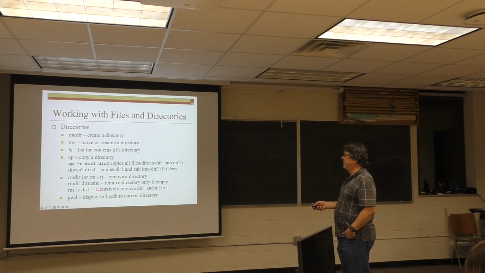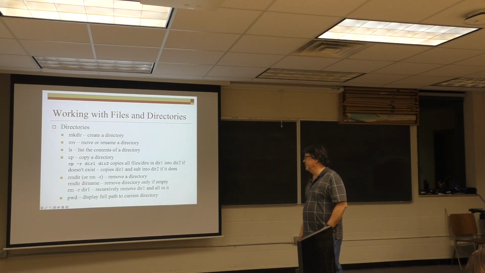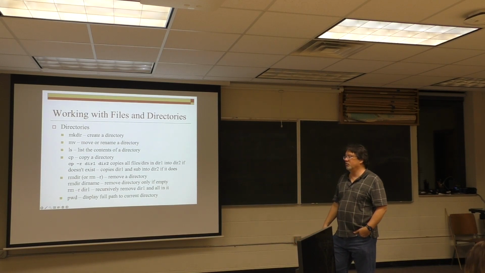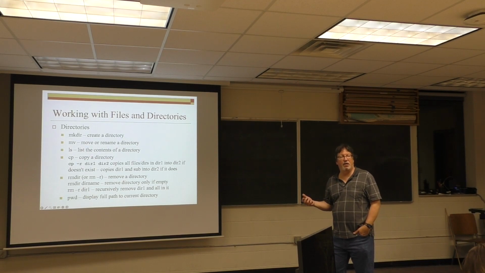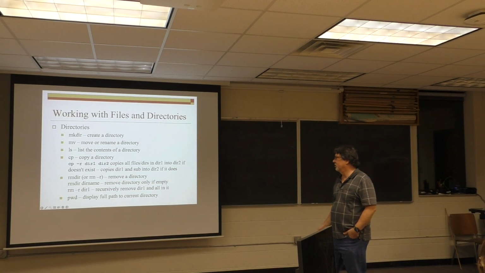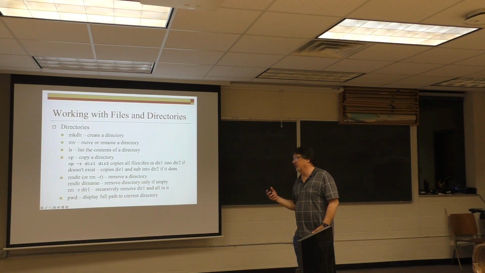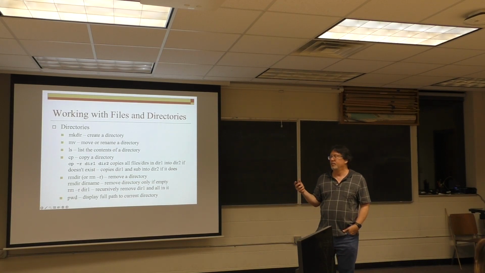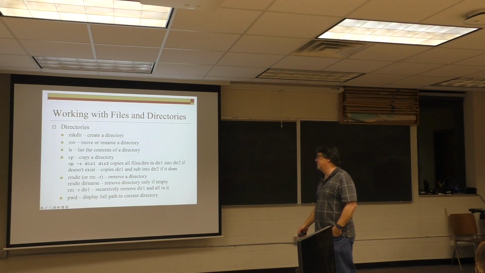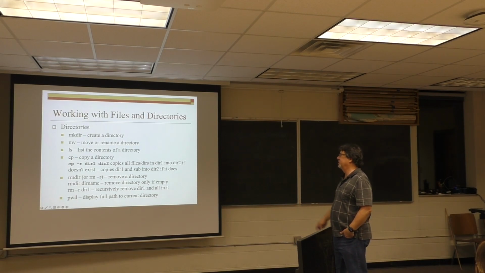Deleting directories, there's a rmdir for removing a directory, but that only works if the directory is empty. You can also use the recursive remove command, so rm -r will recursively remove a directory and any files underneath it. So rmdir will get rid of a directory, but it'll complain if it's not empty. rm -r will just happily get rid of the whole thing. And then we talked about pwd already. That tells you the absolute path name to whatever directory you're currently in.